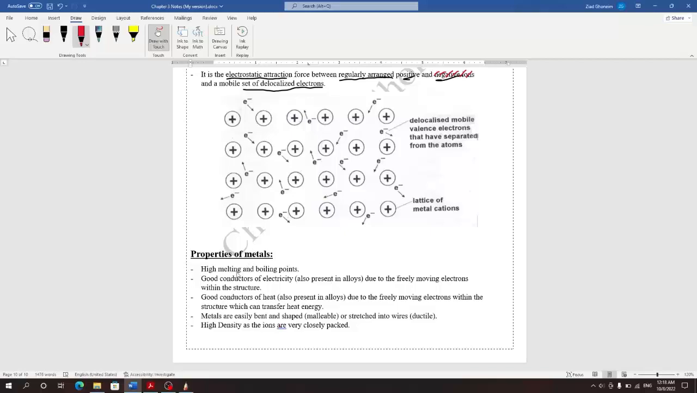Right? They have high melting and boiling points because of the strong electrostatic attraction forces. Okay? Metals are easily bent and shaped, which is called malleability, and malleability is the ability of a metal to be bent and shaped. Metals can also be stretched into wires, and we call that ductile. They have high density because the ions are very closely packed. Okay, and that's it. We've finished the chapter.